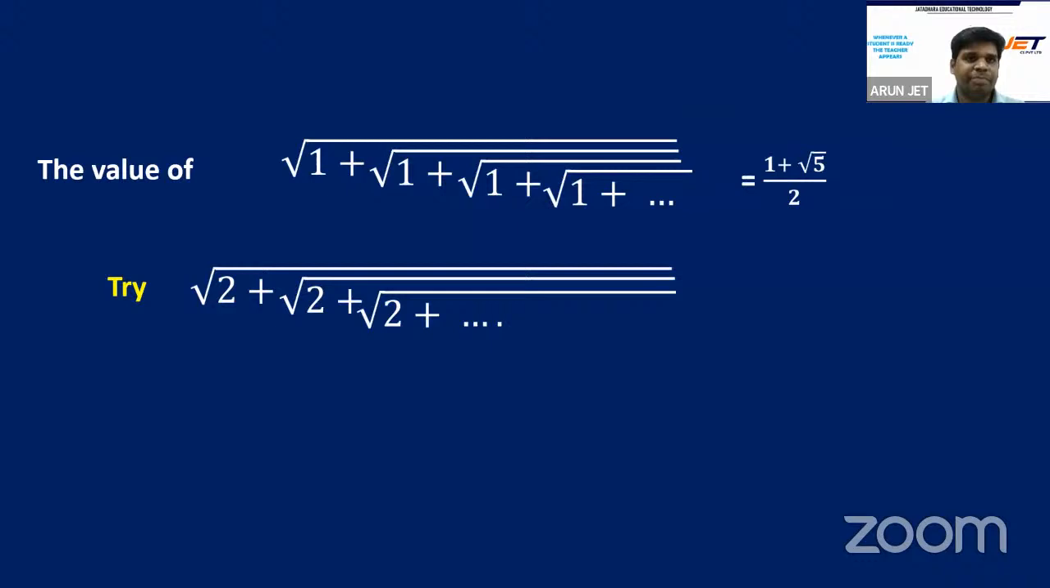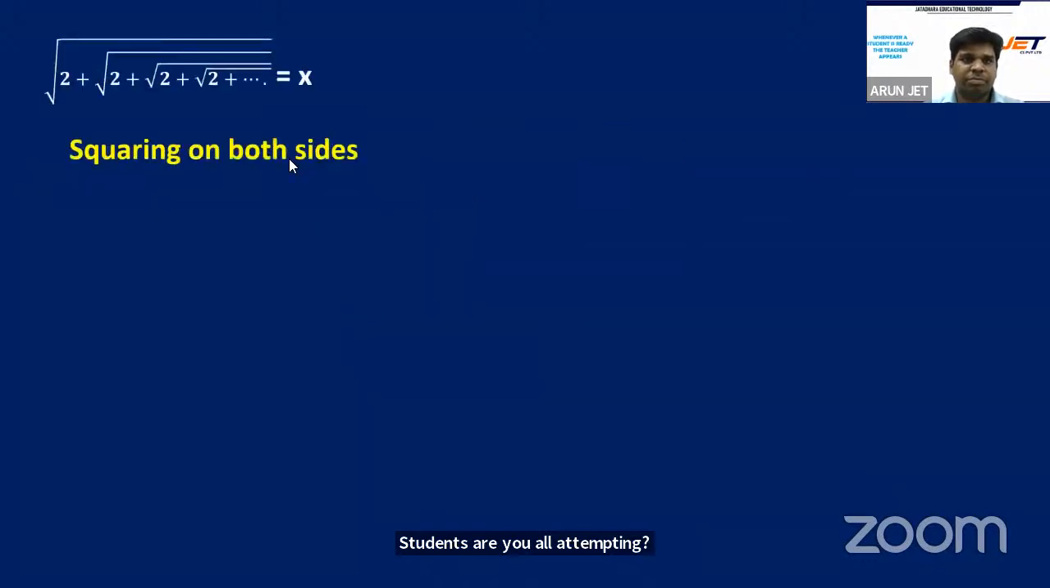Students, are you all attempting? Here's the hint I've given. Assume that to be x. Square on both the sides. This will have a very simple answer, students.